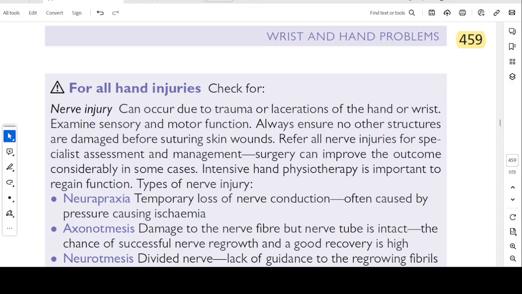So today we are at page number 459. The topic is wrist and hand problems.